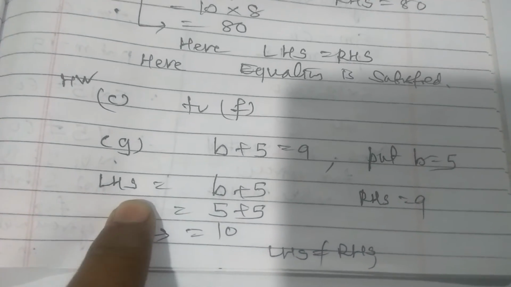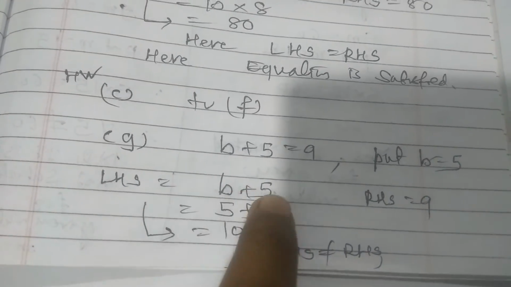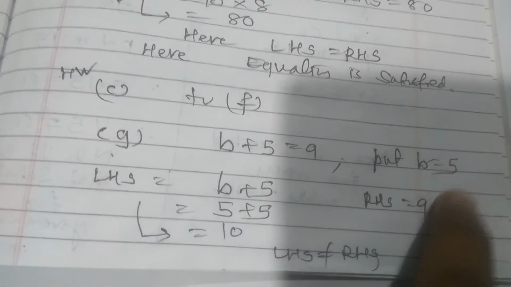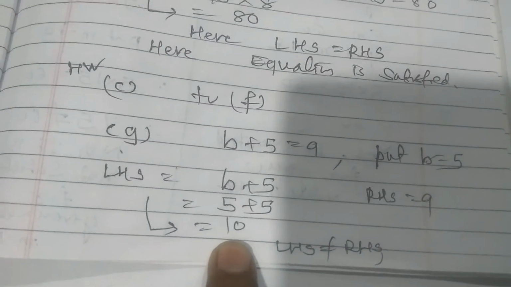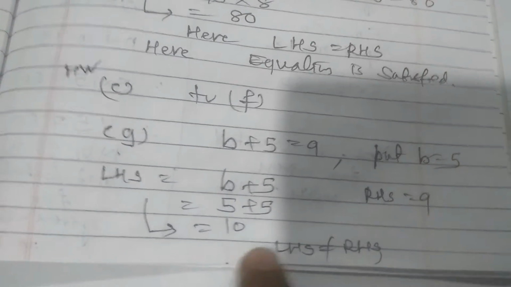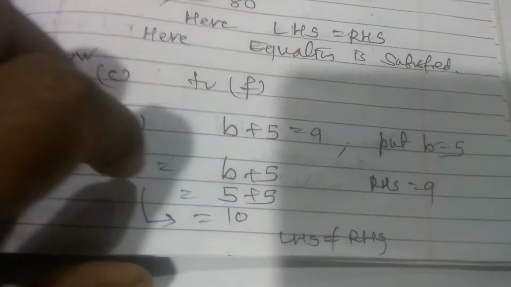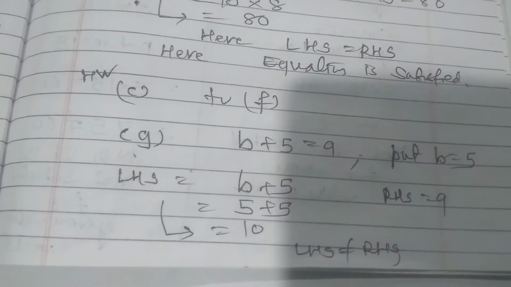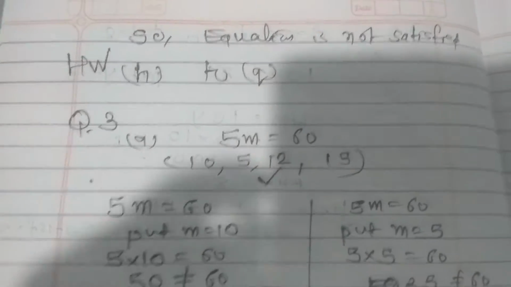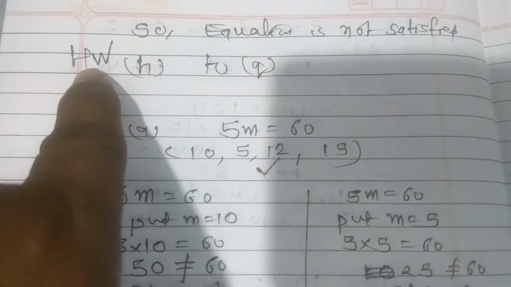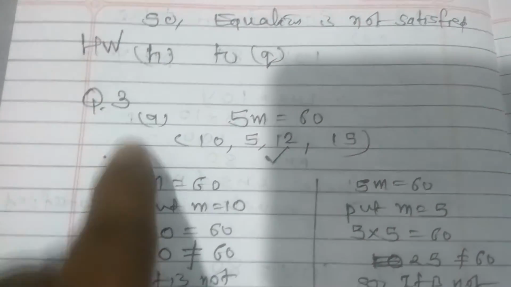You see LHS b plus 5. Now b equal to 5. 5 plus 5 is 10. But here RHS is 9. So 10 is not equal to 9. So LHS is not equal to RHS. So it is not satisfied. So like this way H to G, which you have to do as homework.